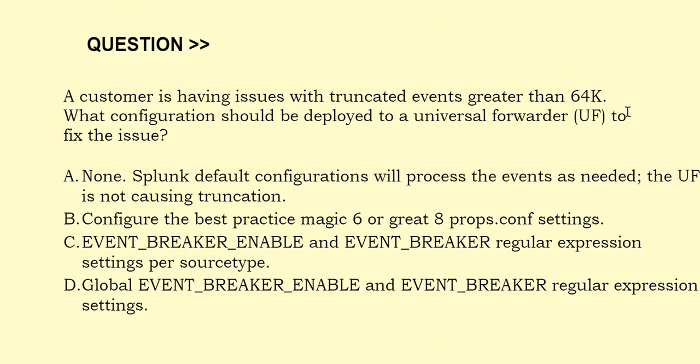A customer is having issues with truncated events greater than 64 KB. What configuration should be deployed to the Universal Forwarder (UF) to fix the issue? Option A, none. Splunk default configuration will process the events as needed. The UF is not causing truncation. Option B, configure the best practice magic 6 or great 8 props.conf settings. Option C, EVENT_BREAKER_ENABLE and EVENT_BREAKER regular expression settings per sourcetype. Option D, global EVENT_BREAKER_ENABLE and EVENT_BREAKER regular expression settings.